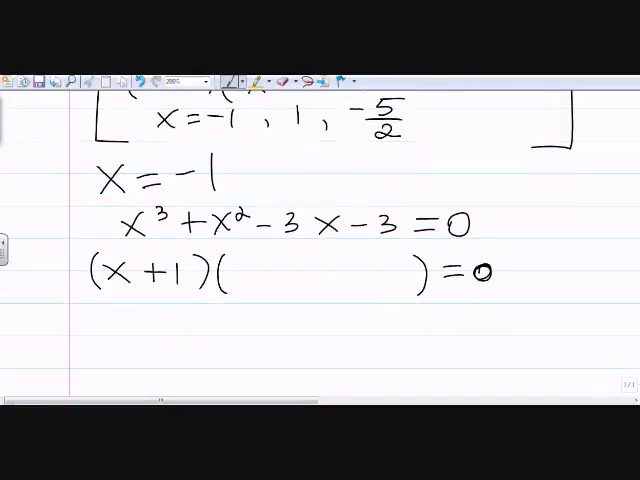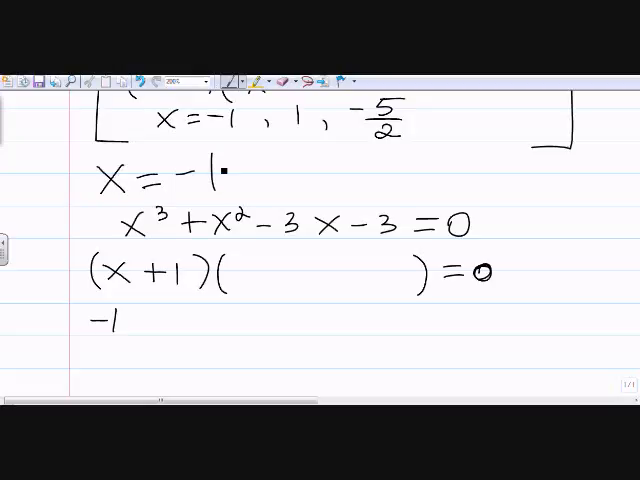Okay? Now how am I going to find out this something that I'm going to multiply x plus 1 by to get x cubed plus x squared minus 3x minus 3? Any guesses? Divide. So I'm going to divide x cubed plus x squared minus 3x minus 3 by x plus 1. I'll use synthetic division, which means, yes, sorry.